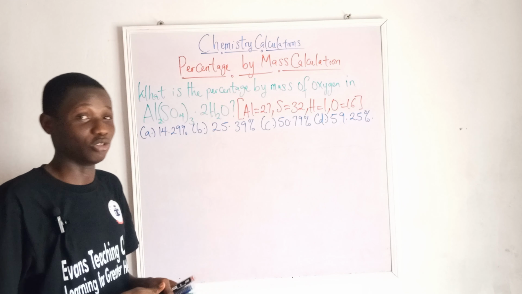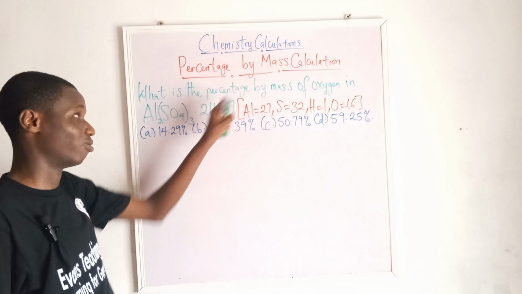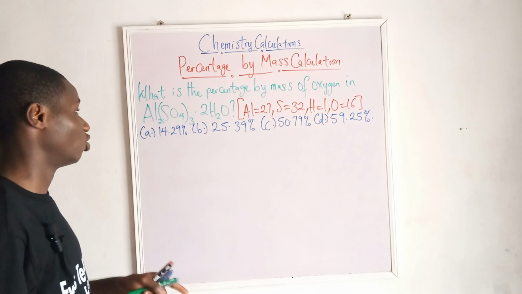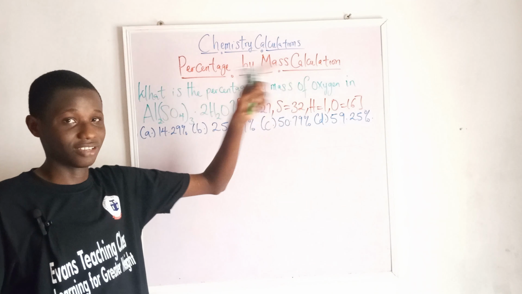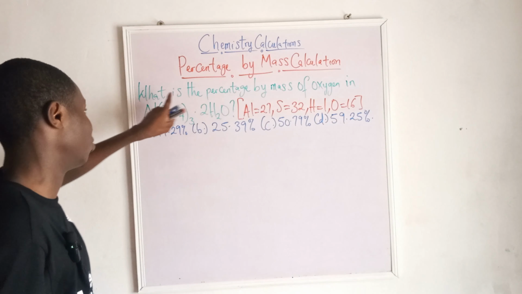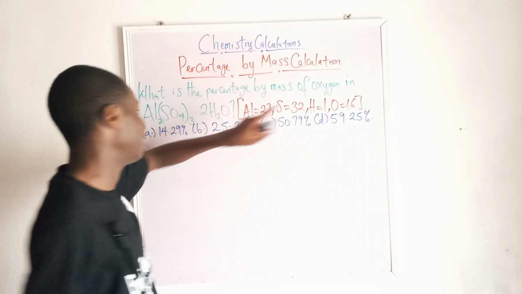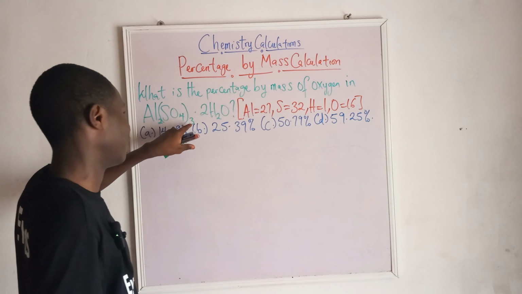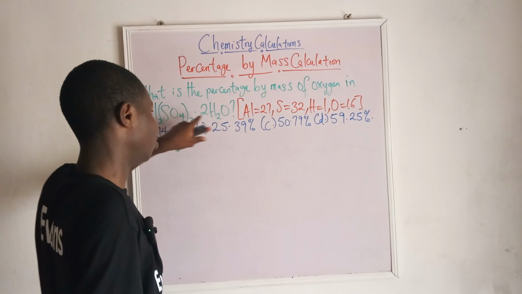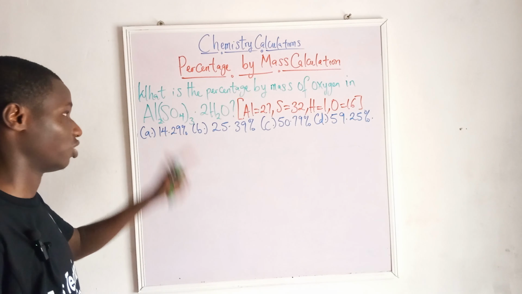So our topic today is actually percentage by mass calculation. How can you calculate questions like this? They will just ask you, for this particular compound, find the mass of oxygen in this compound. Look at the question. They said, what is the percentage by mass of oxygen in this compound, Al2(SO4)3 .2H2O? Now, how do you do questions like this?